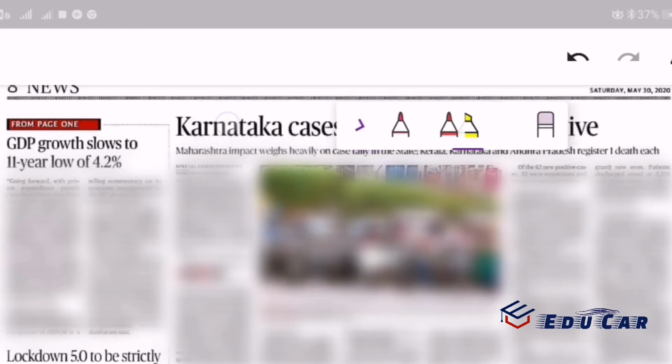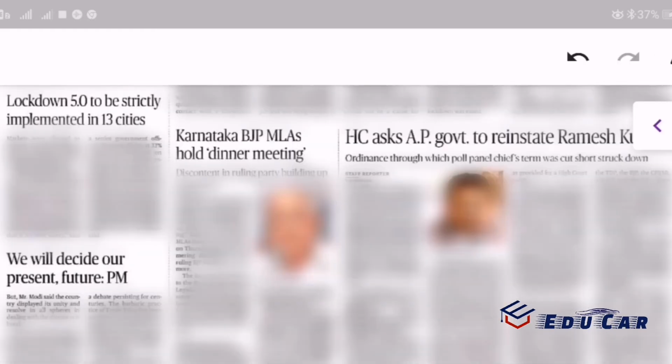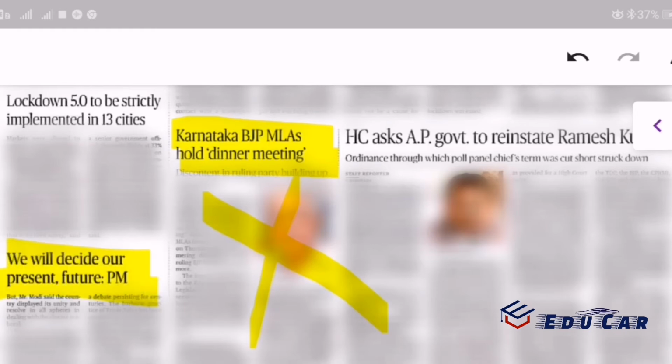For example, here we have a news called GDP growth slows to 11-year low of 4.2%. This news is a continuation of an old news that was on page 1. At the same time, we have other news such as Karnataka BJP MLA holds dinner meeting. This one is not important. This is worth reading, but it is not important from an exam viewpoint. So be selective in that.